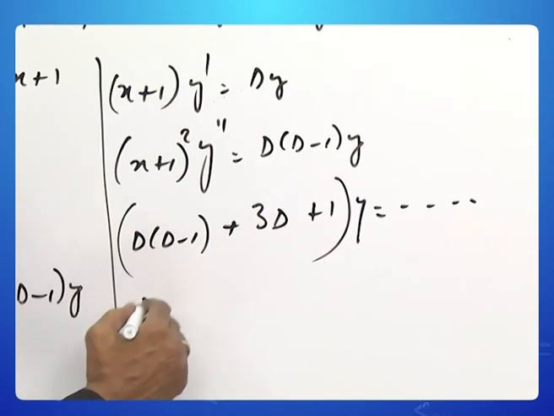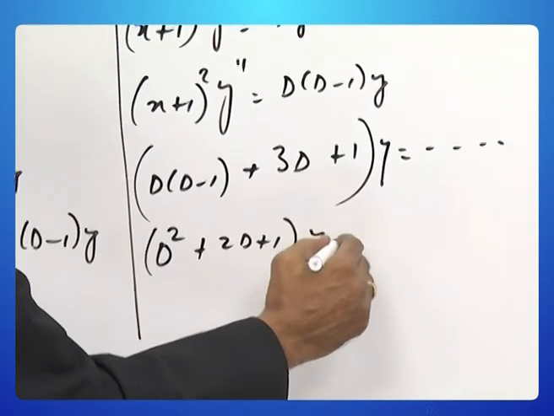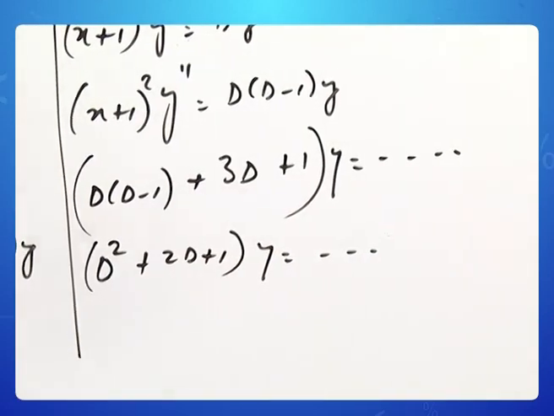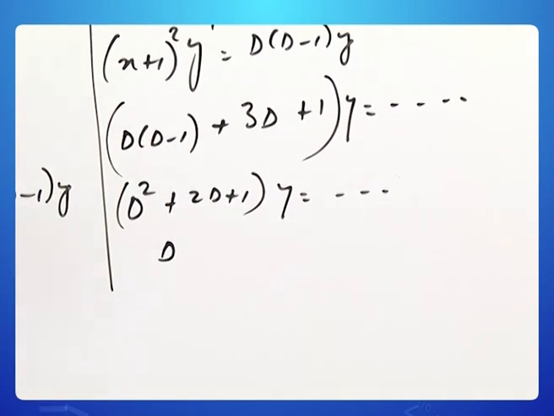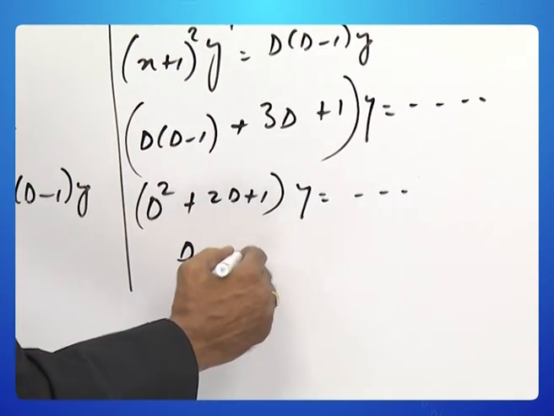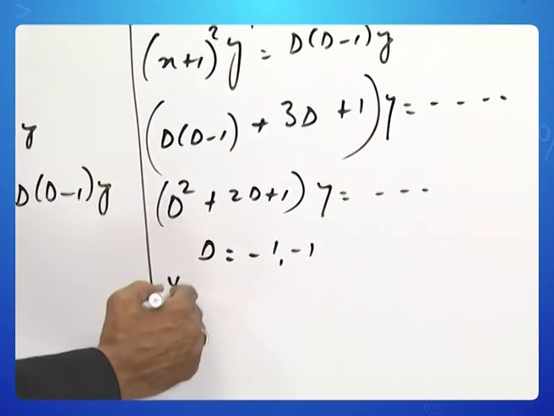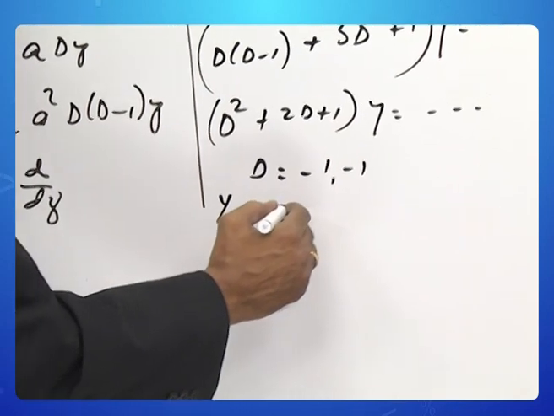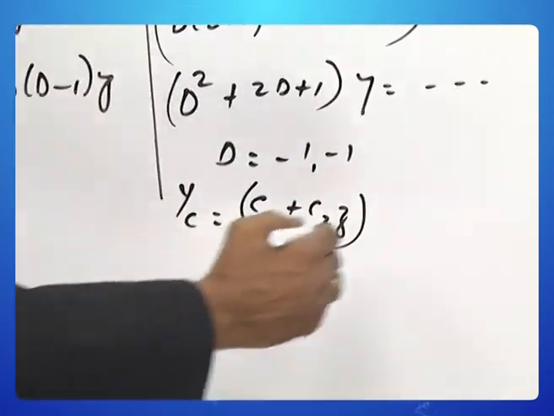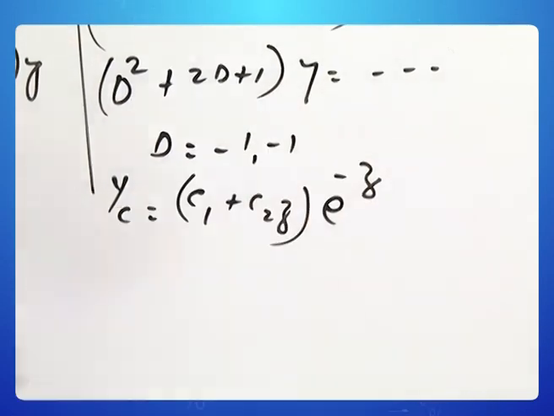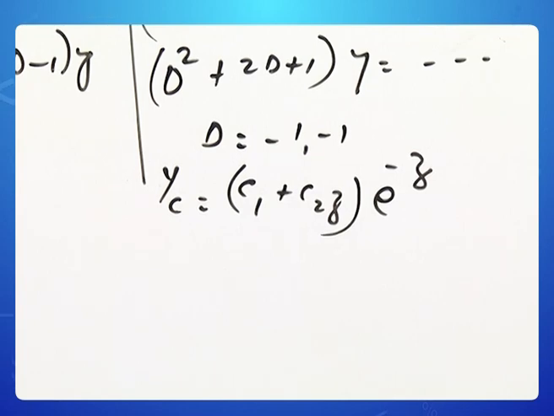So, this will be reduced to D square plus 2D plus 1 into y is equal to some right hand side, and when you solve the characteristic equation, you will get D is equal to minus 1 repeated twice. So, the complementary function will be c1 plus c2z into e power minus z. Of course, we can also write this as c1z plus c2. That is not a very important issue.